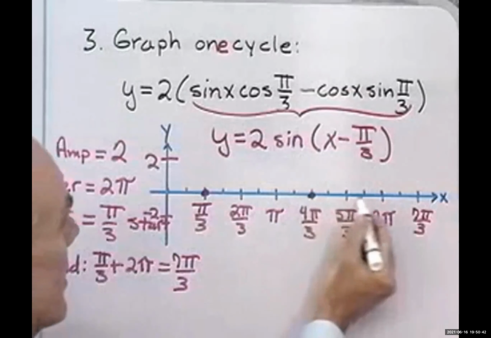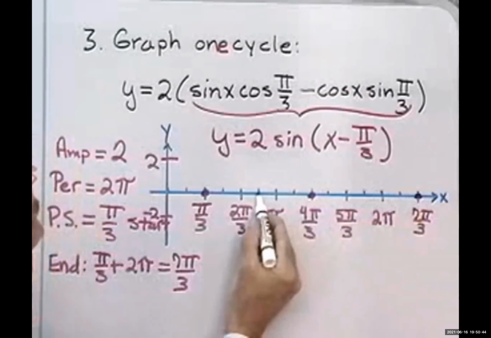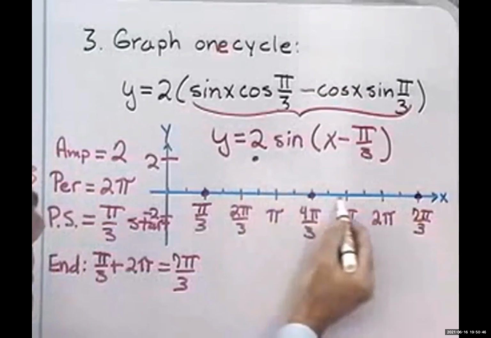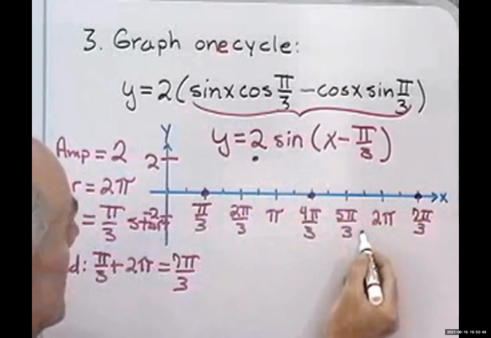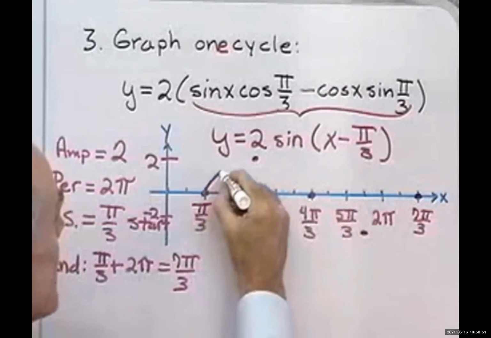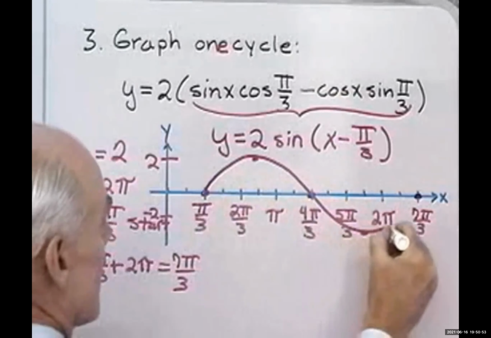It'll be 0 in the middle, and it will be 0 at the end. Halfway in between, it will be up to 2. Halfway in between here, it will be down to -2. And let's see if I can sketch one complete cycle of this real nicely.